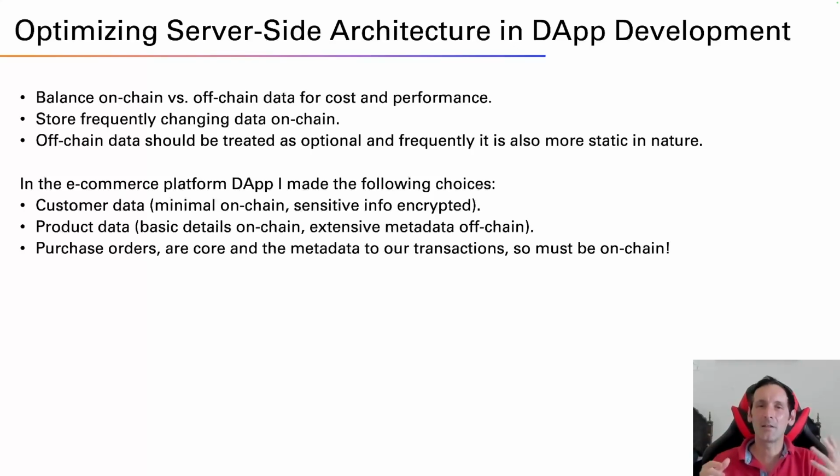So you always need to weigh the pros and cons: the cost, the performance, the usability, the UX. All of these things come into play when making decisions on whether things should sit on chain or off chain.